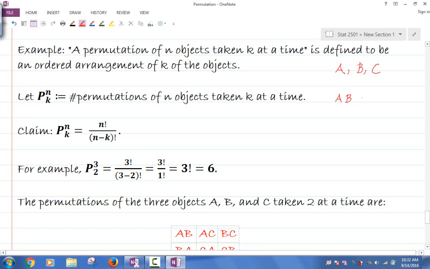If I take A and B, I get AB or BA, right? Those are the possible arrangements. If I pick A and C, then I get AC and CA. If I take B and C, then I get BC and CB, right? Is that making sense? So the number of permutations of 3 objects taken 2 at a time is 6.